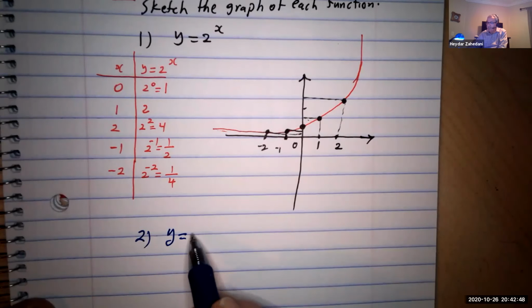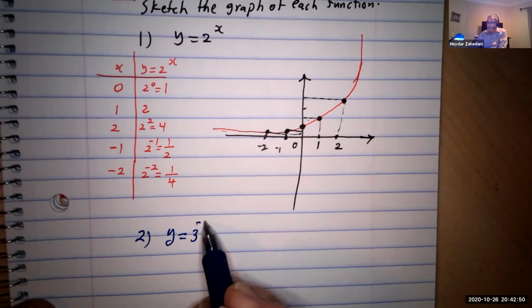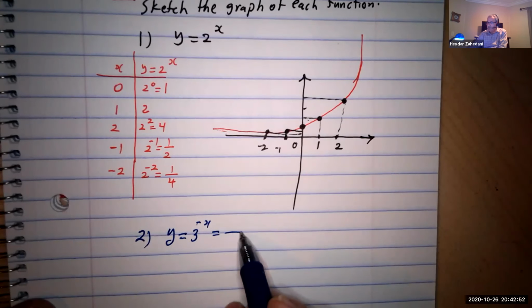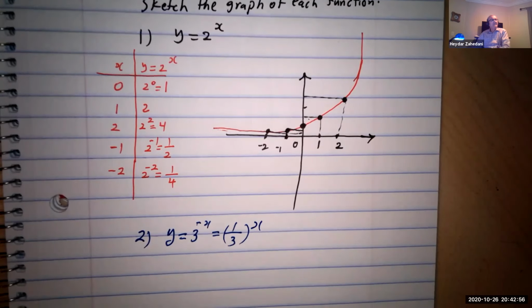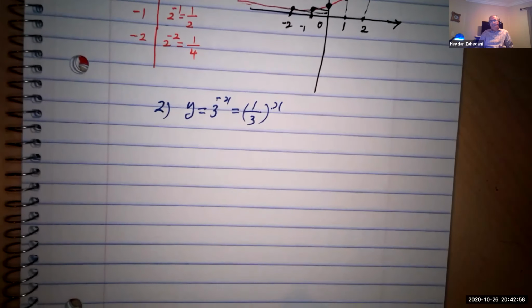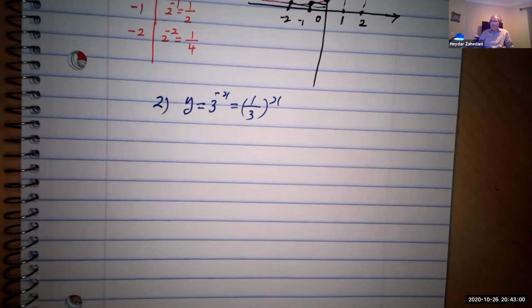y equal to, let's say, 3 to the negative x, which is the same as 1/3 to the x. So this is the case where the base is less than 1, or just the power over here is negative. This should give us a graph the other way around. We call it decay.